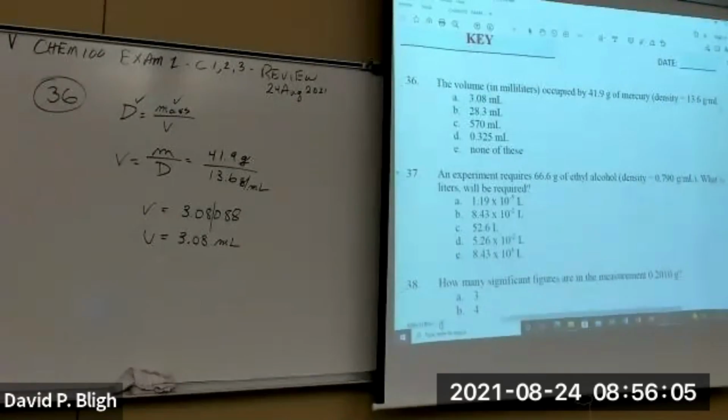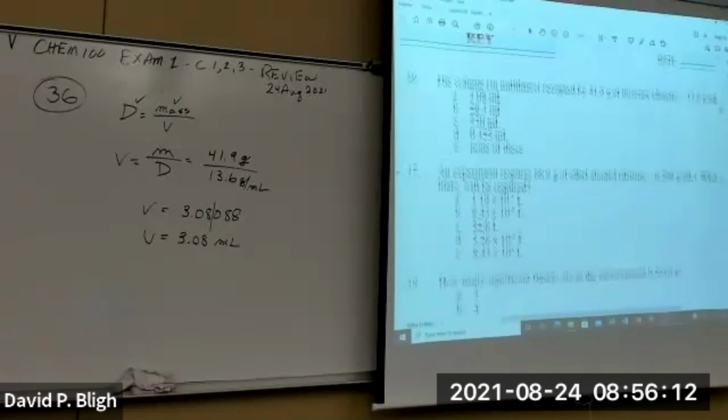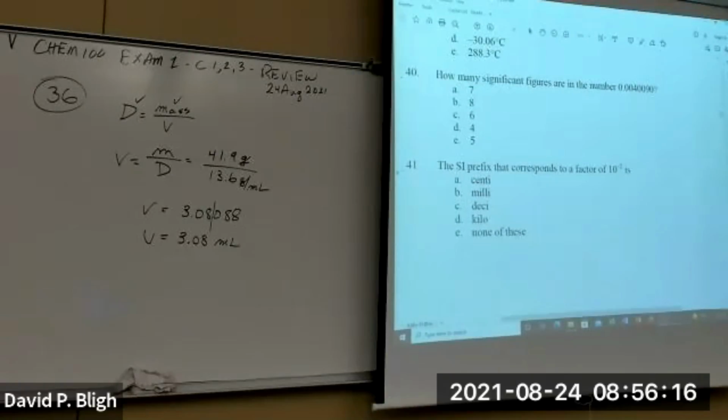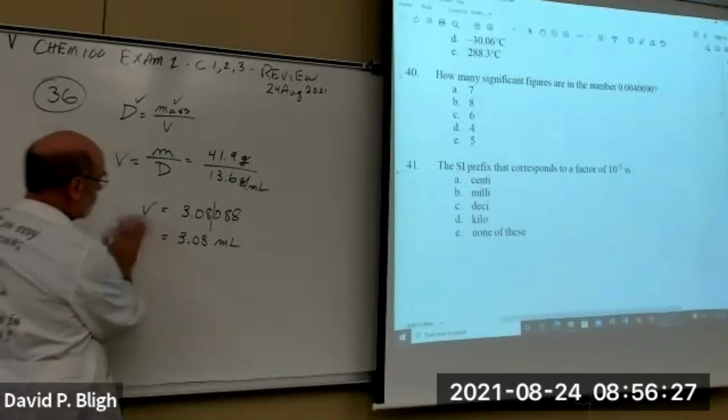Let's go down to 40. Let's see how we're doing on time. Coming up on 9 o'clock. Okay. We got 45 minutes. Number 40.